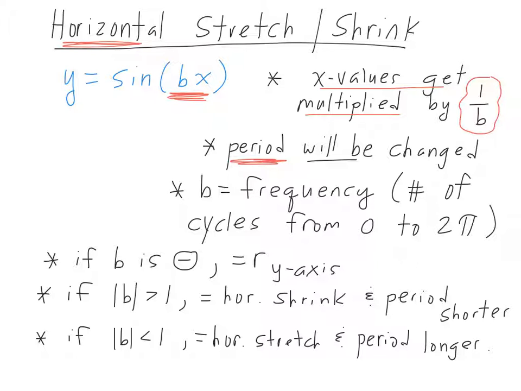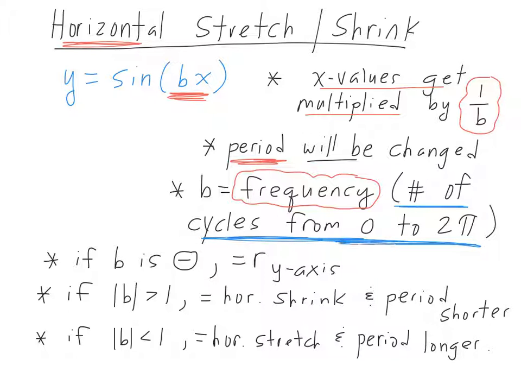Now, you may recall from last year that we used the term frequency for that variable b that we see on the inside. You need to know that the frequency is really referring to the number of cycles from 0 to 2 pi. That's if we're talking about sine and cosine. If we're talking about tangent, by the way, the frequency would be the number of cycles from 0 to pi, 0 to 180.